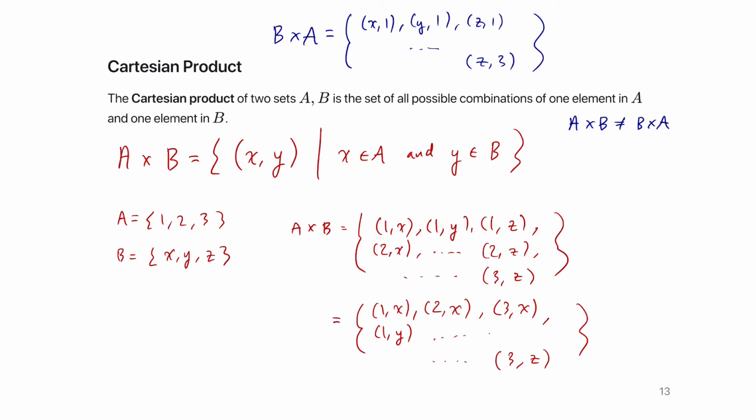Yeah, you had a question? Is it possible for us to not have all the different combinations and just restrict ourselves to the first element of A with the first element of B and so on and so forth? So you're talking about a subset of the Cartesian product. Yeah. That's something we're about to talk about in 1 or 2 slides.